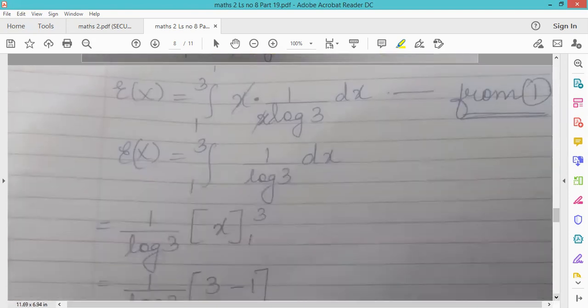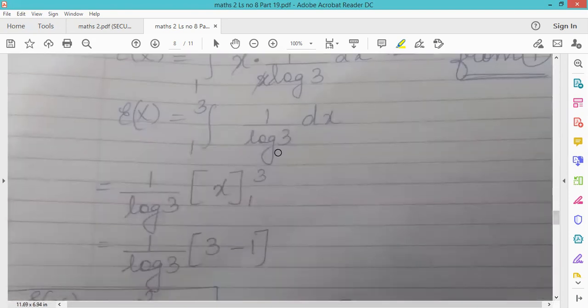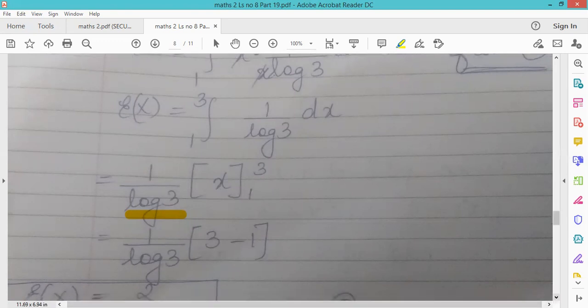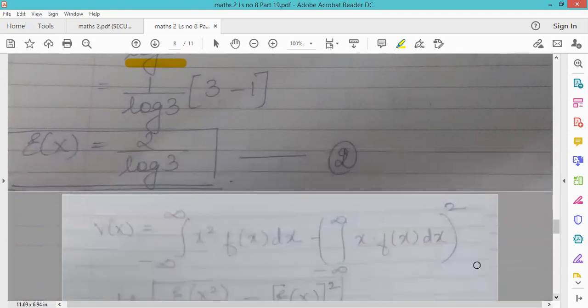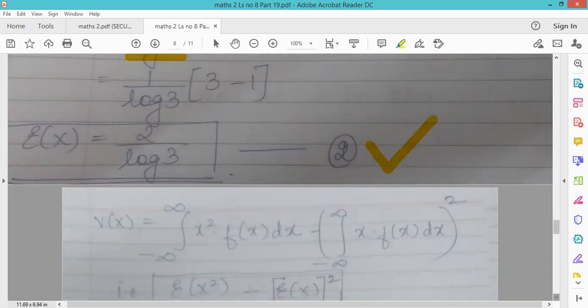Okay. So 1 upon log 3 is the constant. So we'll remove 1 upon log 3 outside the integration sign. So we are left with 1 inside. Integration of 1 is nothing but x. So the integral gets transferred on the right hand side, 1 to 3. So 1 upon log 3, 3 minus 1, which is nothing but 2 upon log 3. So we have found out the second value as well, that is E of x.